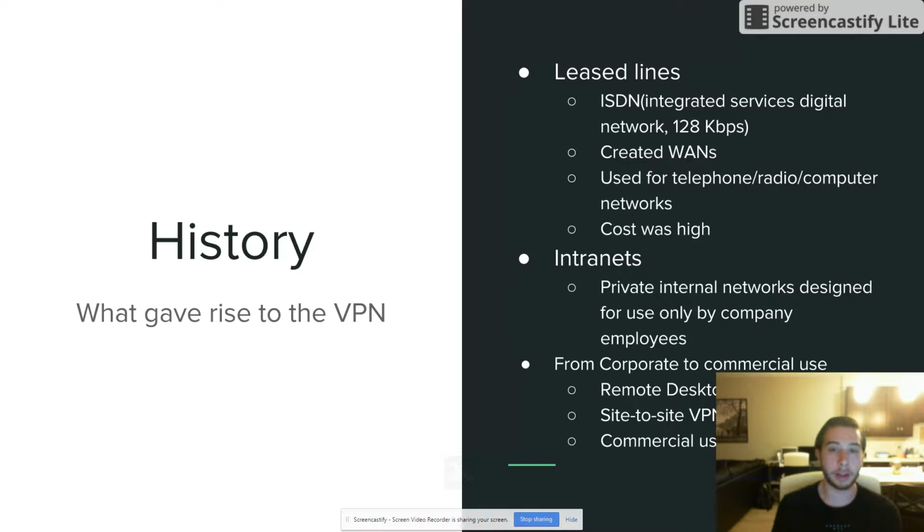A little bit after that, intranets started becoming a thing for corporations. They would build their own internal internet and use that instead of doing all their work on the open internet. It was a precursor to the VPN, which led into remote desktop VPNs, so people could work from home, and site-to-site VPNs. Then it led into commercial uses for VPNs once privacy started becoming an issue online. So a lot of people have been starting to use those.